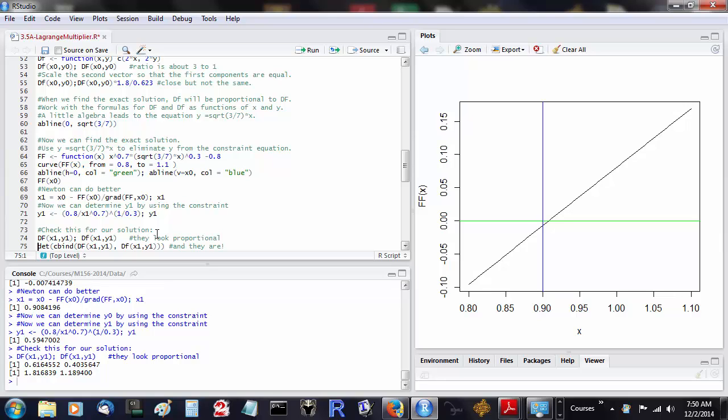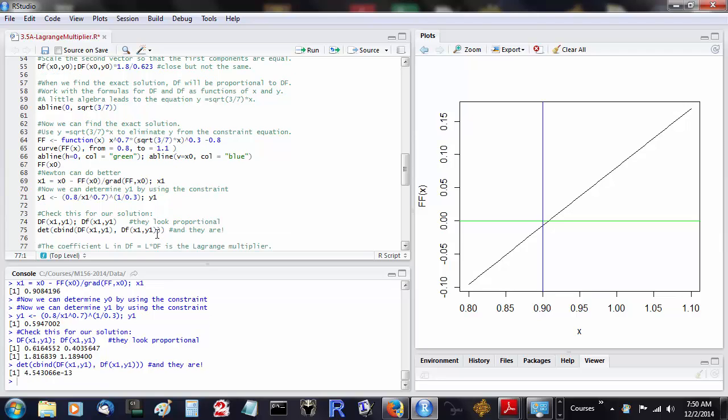d capital F is the Jacobian matrix for the constraint function. d little f is the Jacobian matrix for the square of the distance from the origin. These two vectors look proportional. The simplest check is to bind them together into a 2 by 2 matrix, take its determinant, which is 10 to the minus 13th. Those vectors really are proportional.